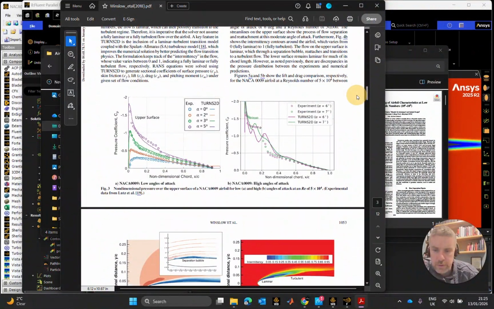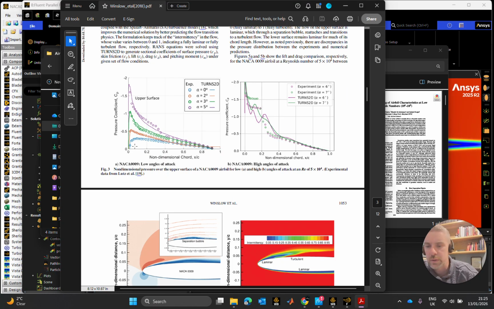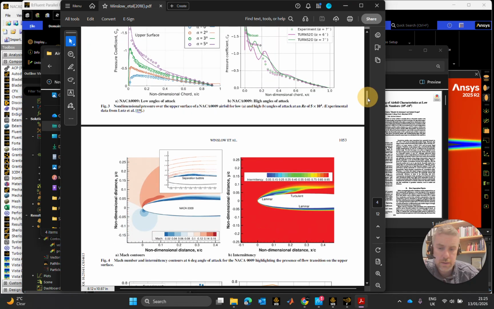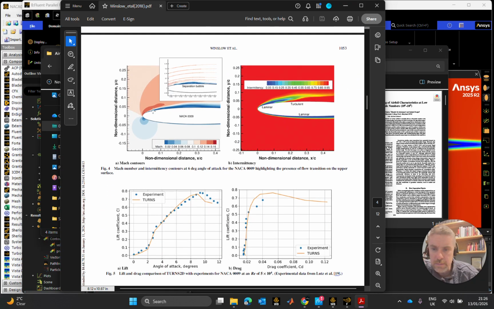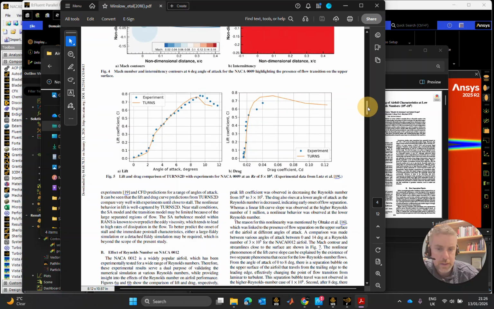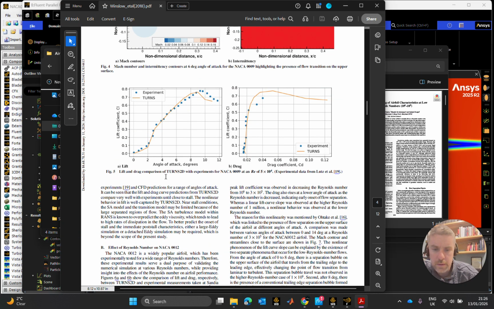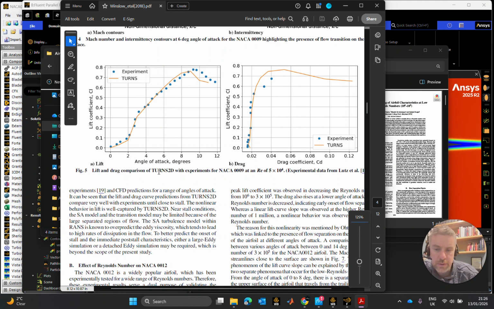So if I zip on down to the results, this is some bits there that he has in results. There's pressure coefficient. I can check that, and I will. I'll come back to that one. There's the Mach contours as well. Intermittency, so that's kind of the turbulence breaking in. But here, figure 5, lift and drag comparison of TURNS 2D, which is their test, with experiments. Experiments for the NACA 0009 at Reynolds number 50,000, which is identical to what we have. So the experimental data is quoted here from Lutz et al. And I have that paper as well.